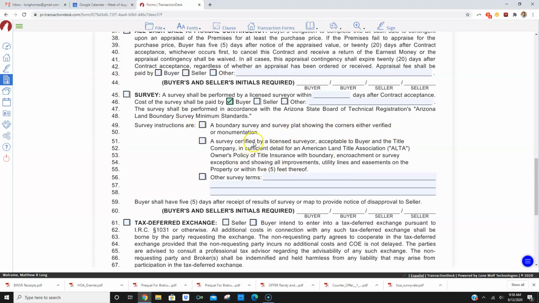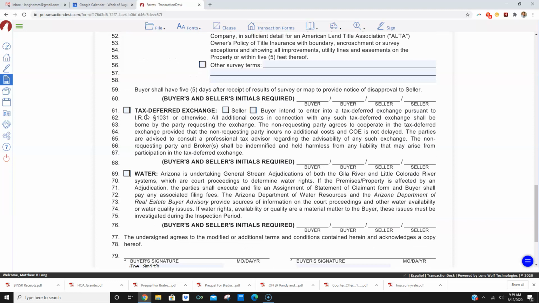And then also you can get a survey certified by a licensed surveyor acceptable to buyer and the title company in sufficient detail for an ALTA title policy, utility lines, easements within 5 feet thereof. So this would be more like, I'm pretty sure we've got an encroachment going on and we need to get this remedied, and you'd order this. This is something I have never used on a residential purchase. I've used it on lot purchases, but not on a residential purchase.